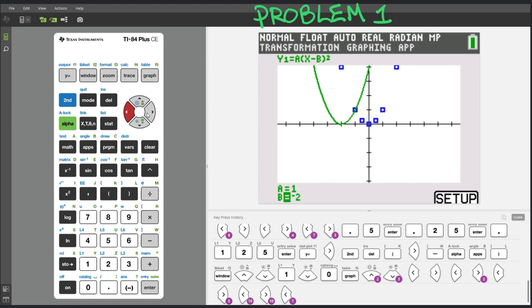Then it says part B, describe the changes in the graph as b increases. So if b increases, it's moving right. So similar to part A, but slightly different. You notice the nuance. When b is positive, it's to the right of the original graph, the parent function. But when b increases, it's moving to the right. When b decreases, it's moving to the left.